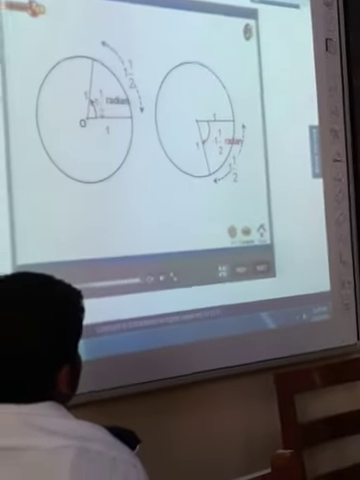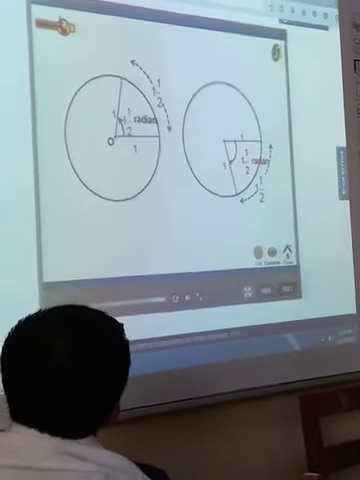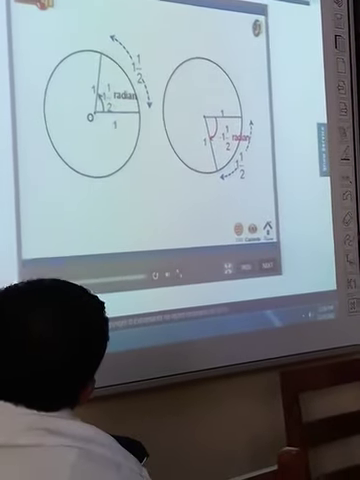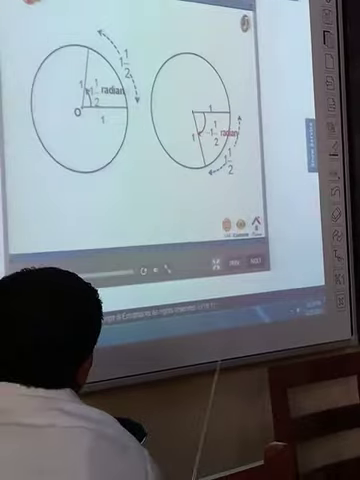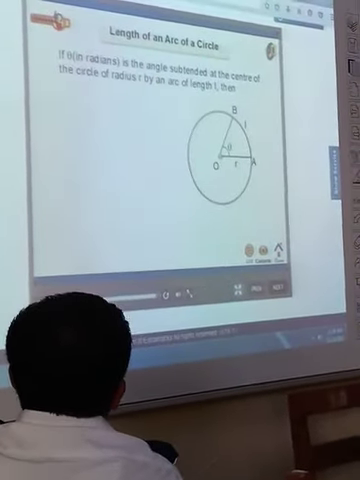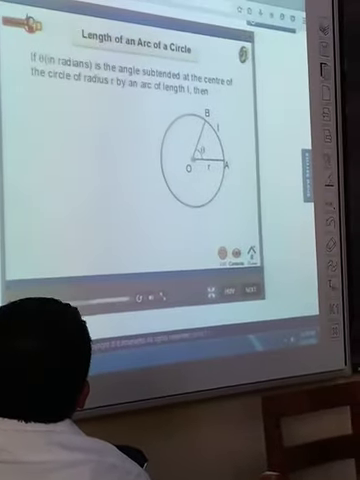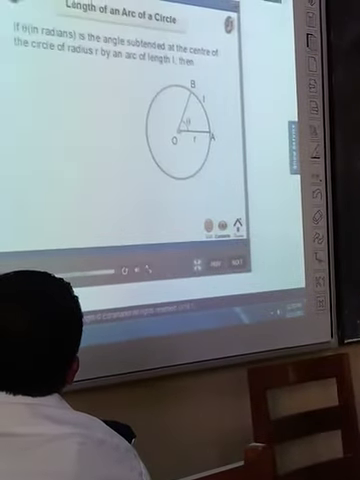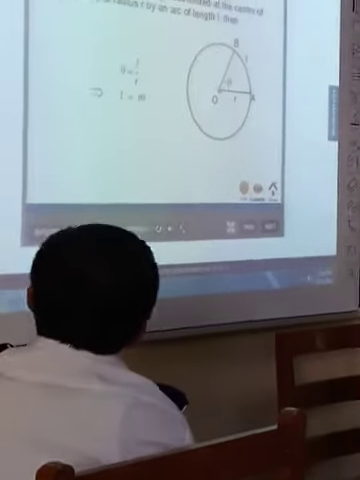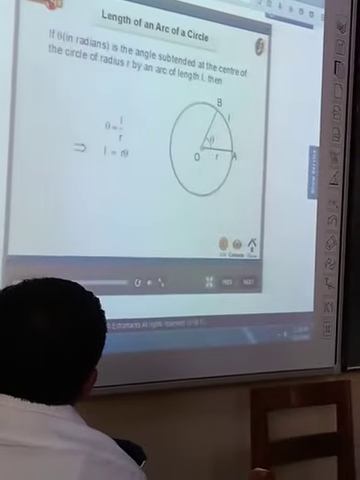Here is an example of angle 1:1 by 2 radians measured, when the angle is measured clockwise and anti-clockwise. If theta in radians is the angle subtended at the center of the circle of radius r by an arc of length L, then theta is equal to L upon r, or L is equal to r theta.